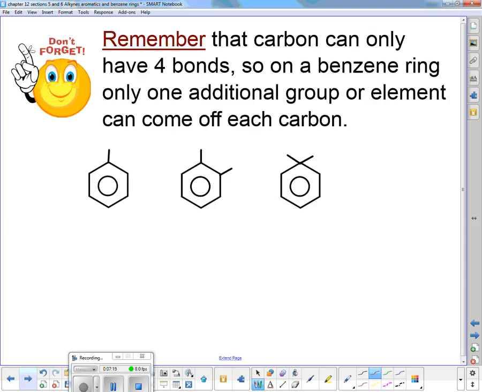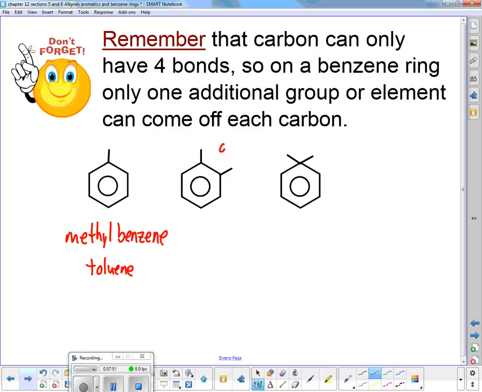Okay, so don't forget that carbons can only have 4 bonds. So in a benzene ring, only one additional group or element can come off each carbon. So the first one is methylbenzene, which is also known as toluene. The next one, we have 2 methyl groups coming off 2 different carbons, and since they're right next to each other, we have some things.